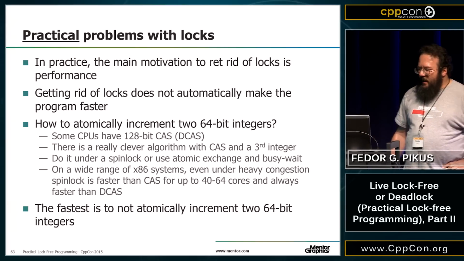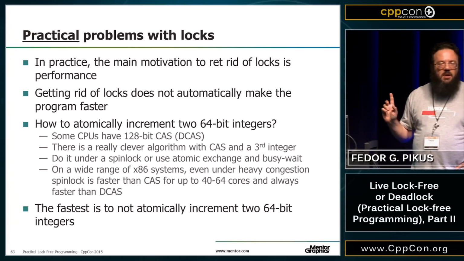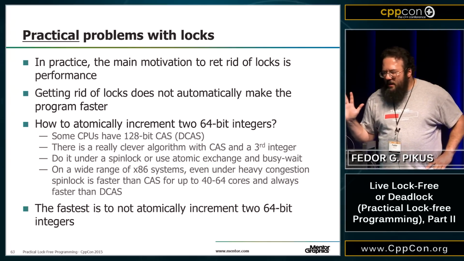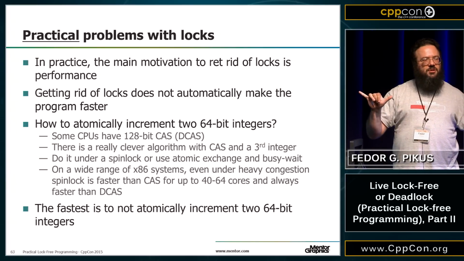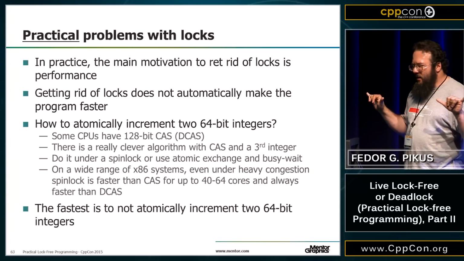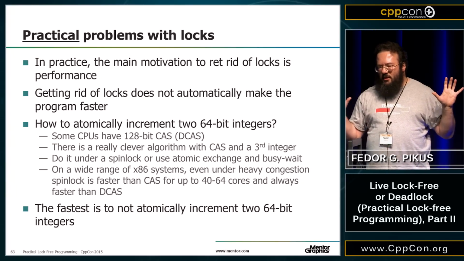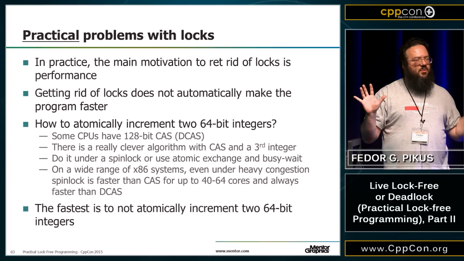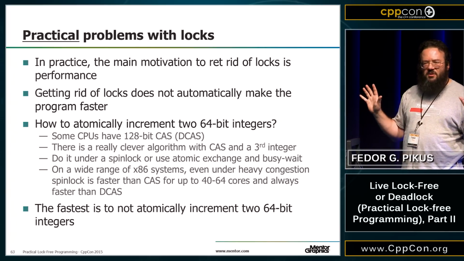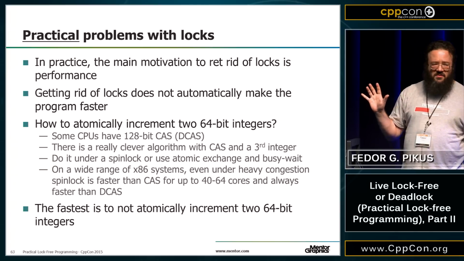Okay, getting rid of the locks doesn't automatically make it faster. Here is a simple example. I want to increment two integers and I want to do it atomically. How do I do this? On some CPUs, there is a 128-bit compare and swap. Even if you have it, it's very slow.